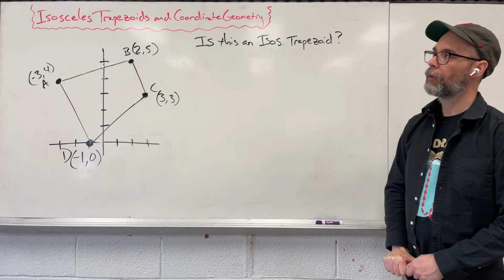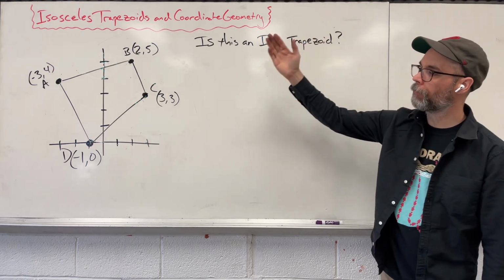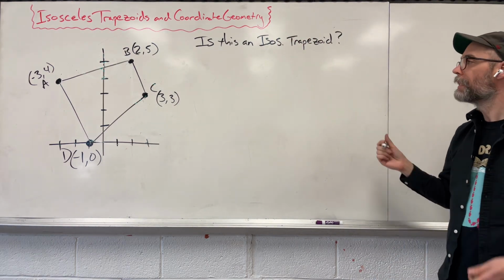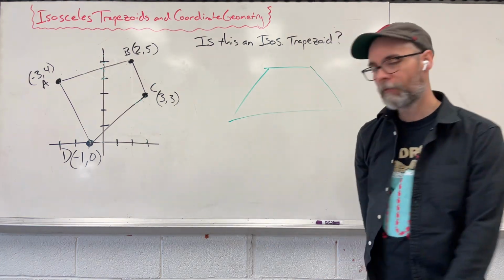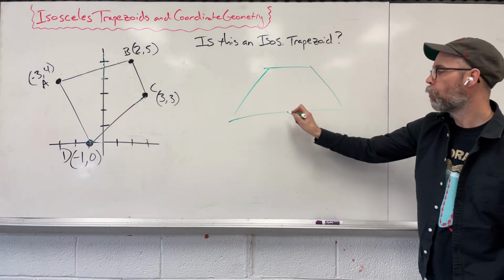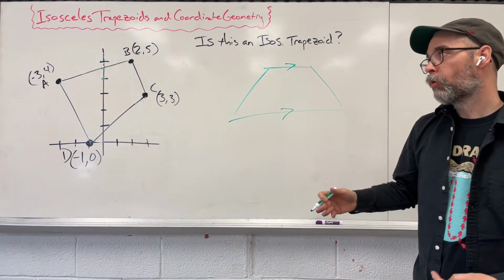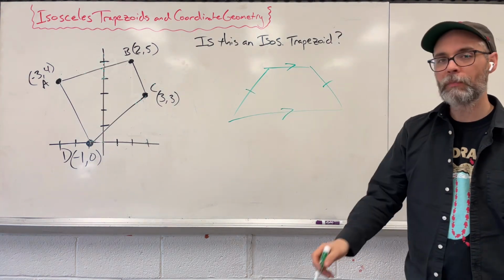Hi, today we're going to take a look at properties of an isosceles trapezoid and using coordinate geometry to figure out if the figure that we have here is an isosceles trapezoid. So what is an isosceles trapezoid? An isosceles trapezoid is a four-sided figure, a quadrilateral, that has one set of parallel lines. Now, in order for it to be isosceles, our legs have to be the same.